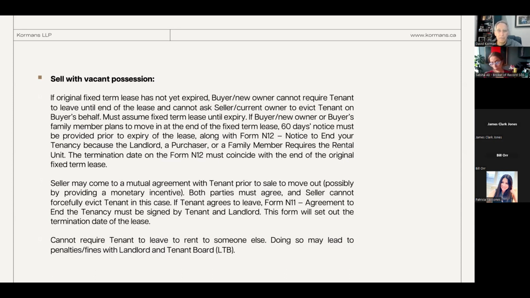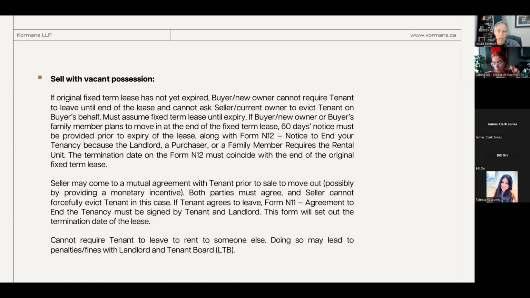And then if the buyer, who's now going to be the new owner, or the buyer's family member plans to move in at the end of that lease term, then they can give 60 days notice prior to the expiry of the lease term, which will be done pursuant to a form N12, which is the notice to end your tenancy because the landlord, a purchaser, or family member requires the rental unit for their own purpose. And the termination date on that N12 has to coincide with the end of the original fixed term lease. You have to specify the end of the fixed term lease, and you've got to give 60 days notice for that.